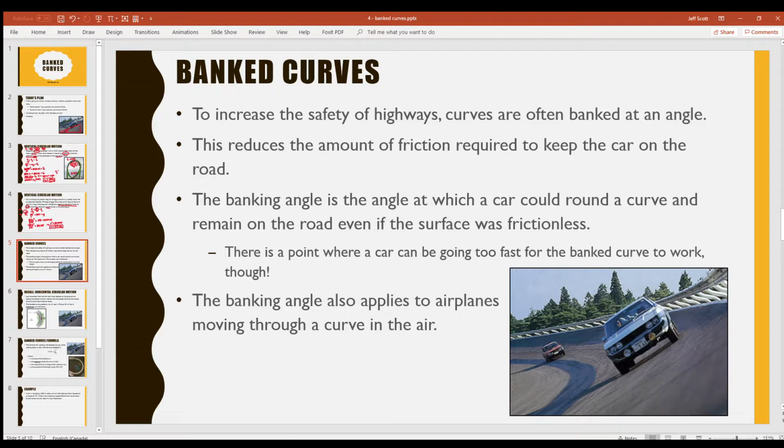If you ever have an airplane making a banked turn, so turning kind of partially on its side while flying through the air, this same formula that we're about to learn here will still apply.